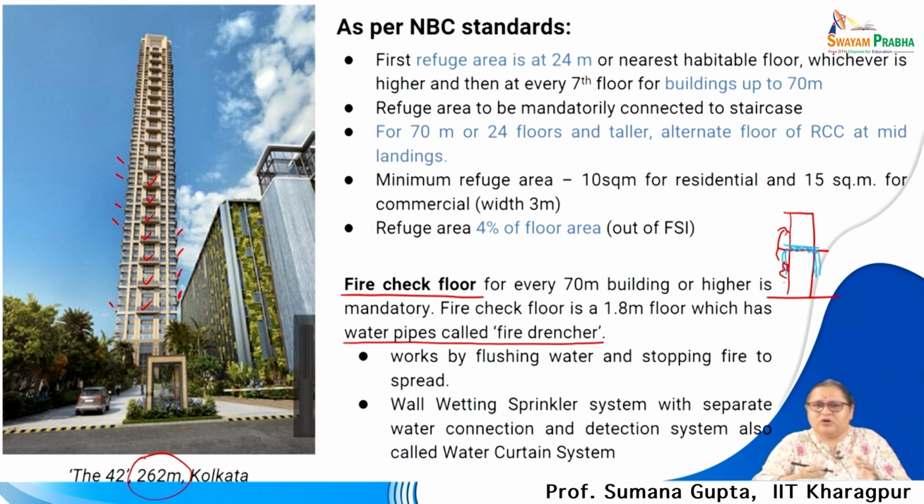So, we have so many tall buildings where fire safety has become a very important part, without which the safety of the building cannot be ensured. These drenchers are also called wall wetting sprinkler systems. The water will flood the facade, so that no fire or flame can travel from one level to the next level in the vertical area. Works by flushing water and stopping fire spread, it is also called a water curtain system.